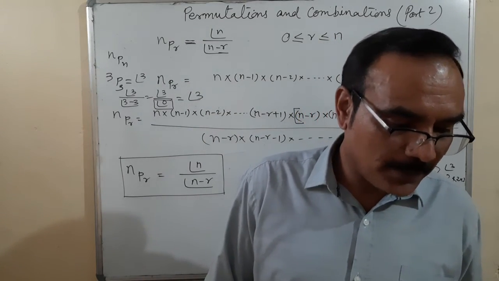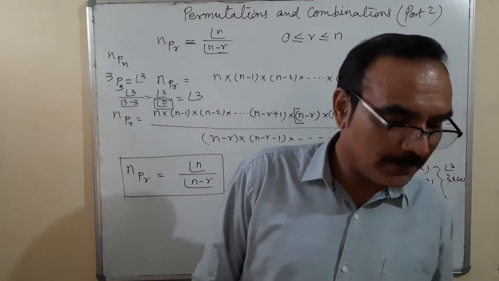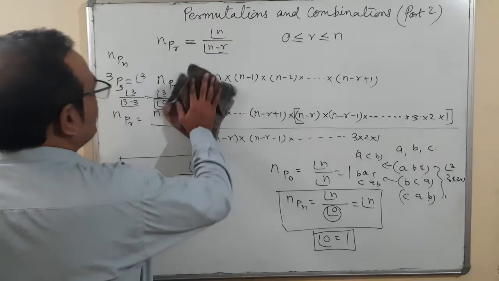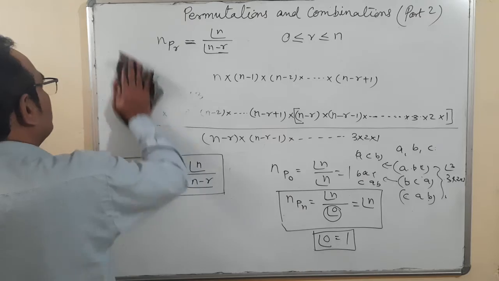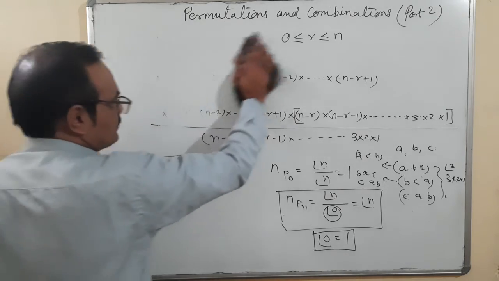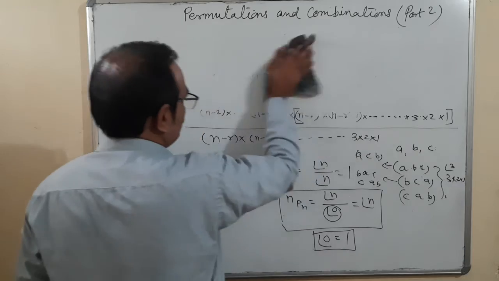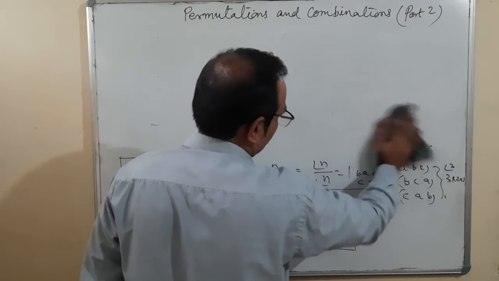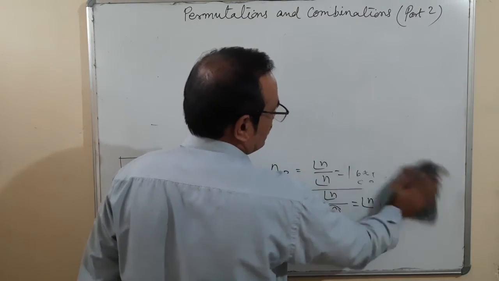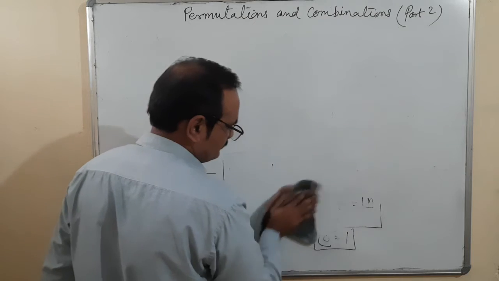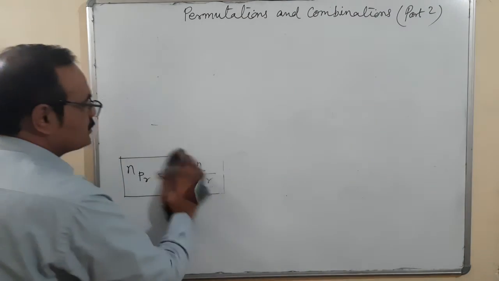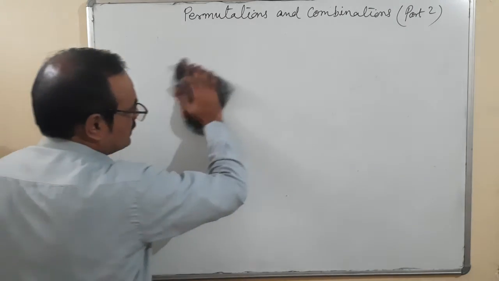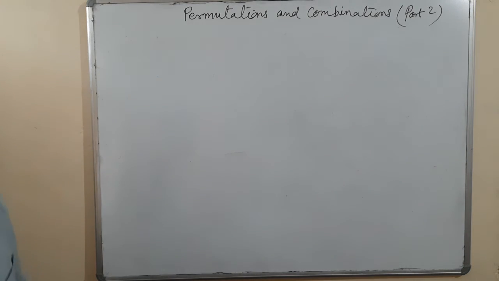The second theorem is the number of permutations of n different objects taken r at a time when repetition is allowed. If repetition is allowed, then feel yourself what could be the condition. Suppose you have three objects, and these three objects you are going to arrange in three different places in a definite order. So how many ways do you have? Repetition is allowed.